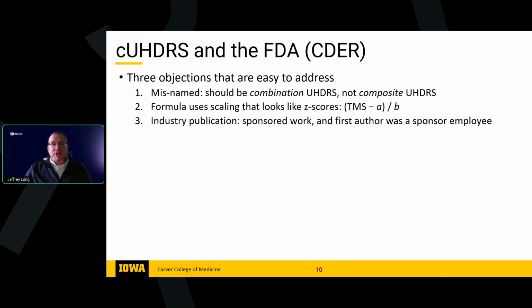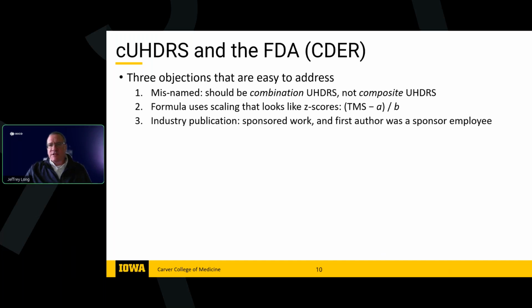So we want to use the cUHDRS, but there's historically been some pushback about this measure, especially from the FDA. There's 3 objections that I think are rather easy to address. One is that it's misnamed. If you look at the FDA guidance, if you're combining together continuous variables as we are in the cUHDRS, it should be called the combination UHDRS, not the composite UHDRS. Composite being reserved for multiple time to event variables.